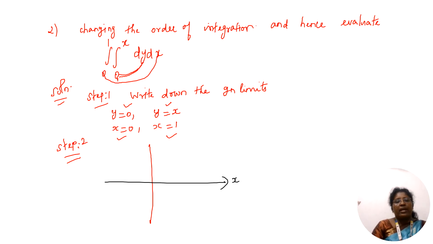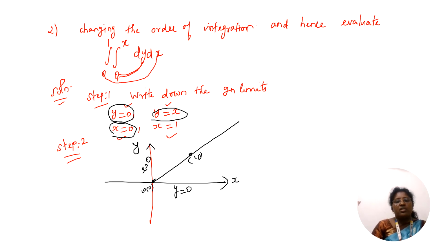X-axis and y-axis. Here the line y equal to 0 is the equation of the x-axis, and x equal to 0 is the equation of the y-axis. y equal to x is a line. We have to find the points 0, 0 and 1, 1. So this point will be 1, 1 and this point will be 0, 0. By joining these points, we'll get the line y equal to x.